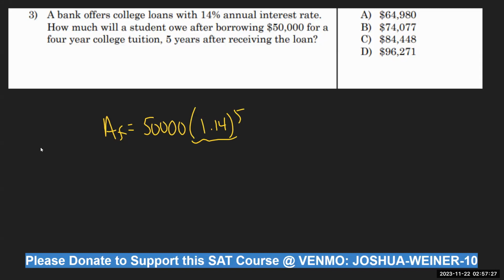We get 1.92. Number 2 will be a doubling of that number, if you multiply by 2. So we get 96,000, nearly 100,000, 96,271. The correct answer was D for question number 3.